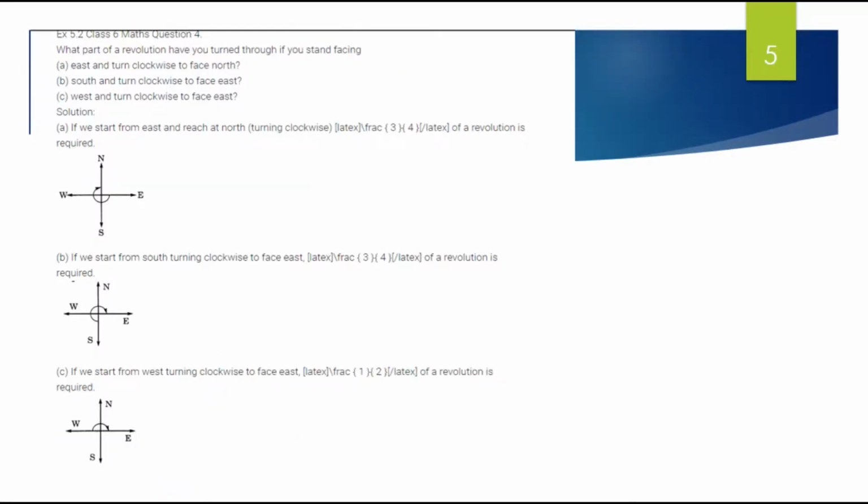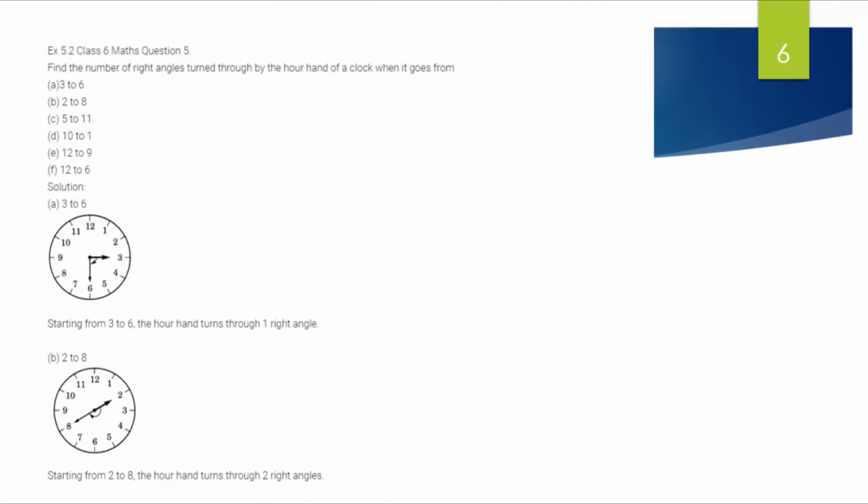Moving to question number 4, what part of a revolution have you turned through if you start facing east and turn clockwise to face north? Same way, we'll draw the directions east, west, north, south. If you start from east and you are reaching north, turning clockwise, it will be 3/4 of the revolution required. And if you start from south and turn to face east, it will be 3/4 of the revolution required. So similarly, we can go for the next of the parts.